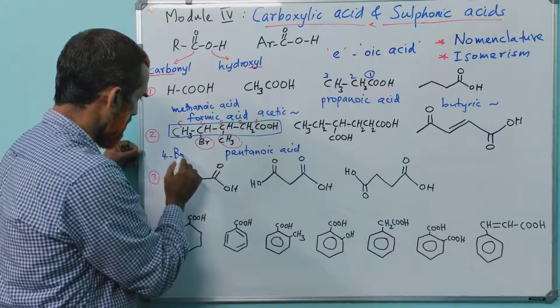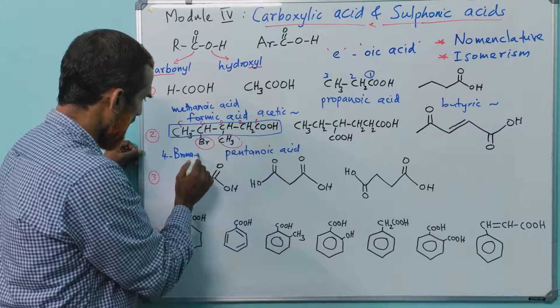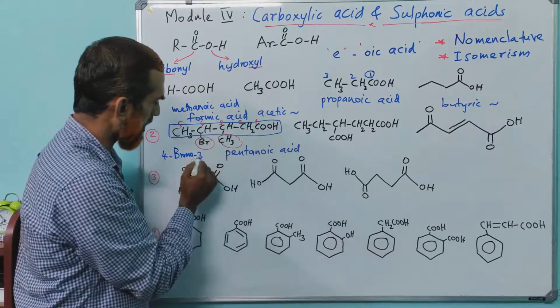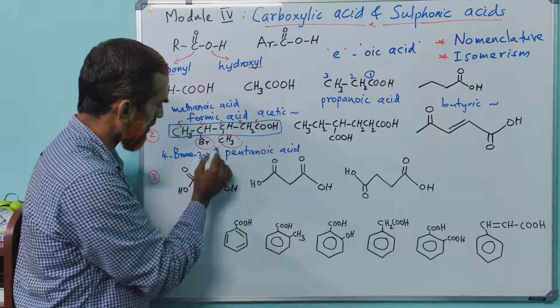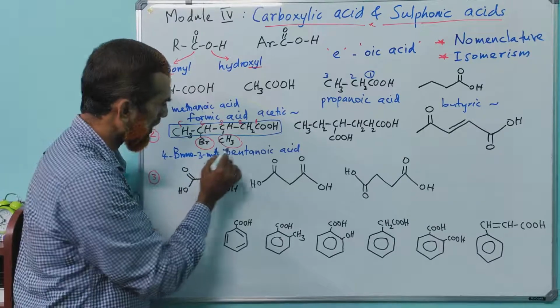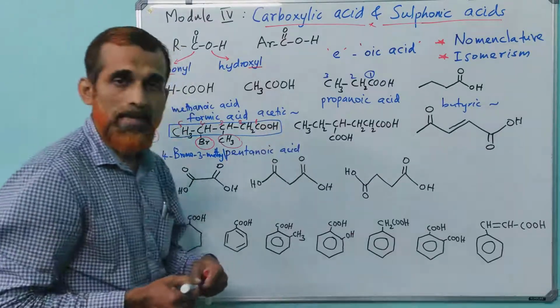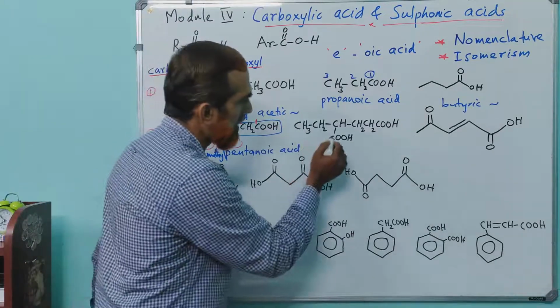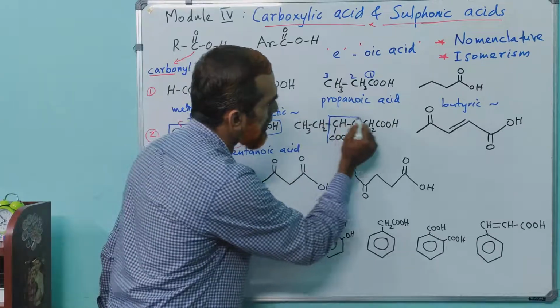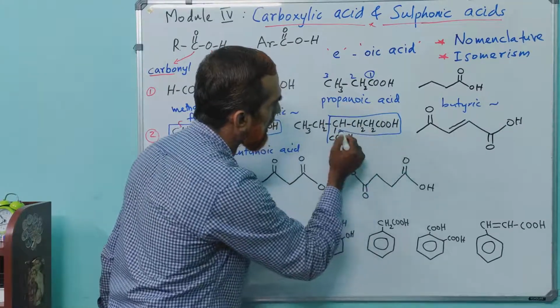4-bromo-3-methylpentanoic acid. Okay. The next example. Here it's important that when you select the chain, it should include the carboxylic carbon.